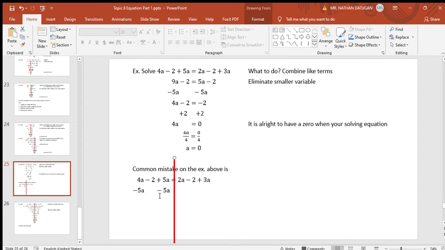Again, I told you guys, if you write something on your left side, you also have to write it on your right side. But since you did it on only the left side, you should automatically know you did something wrong. So this line is a good reminder, and I want you guys to write it when you're solving your equation.